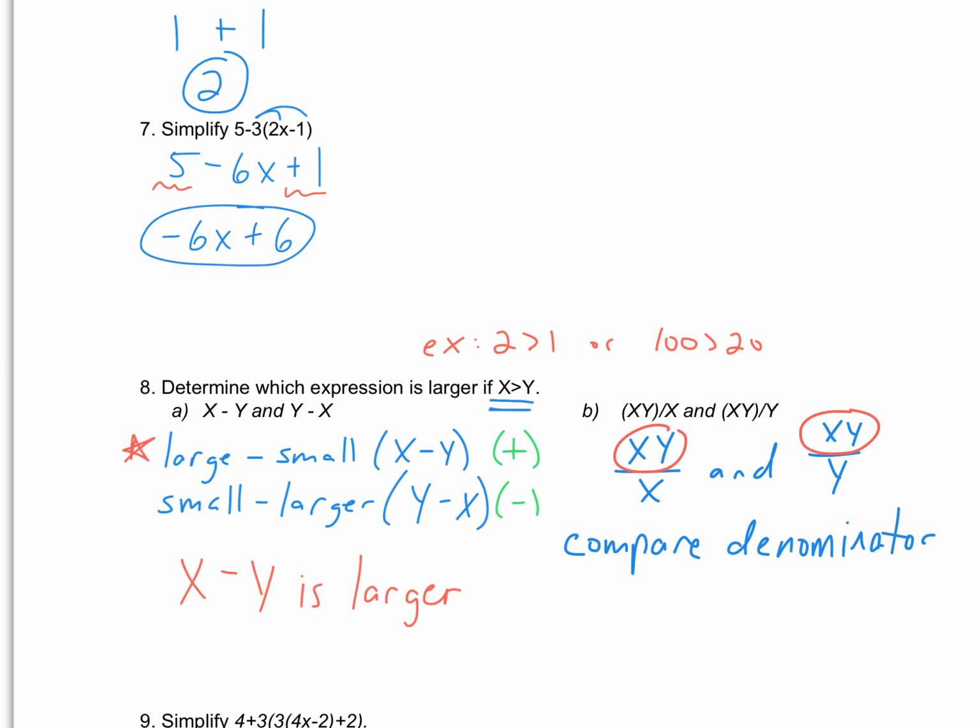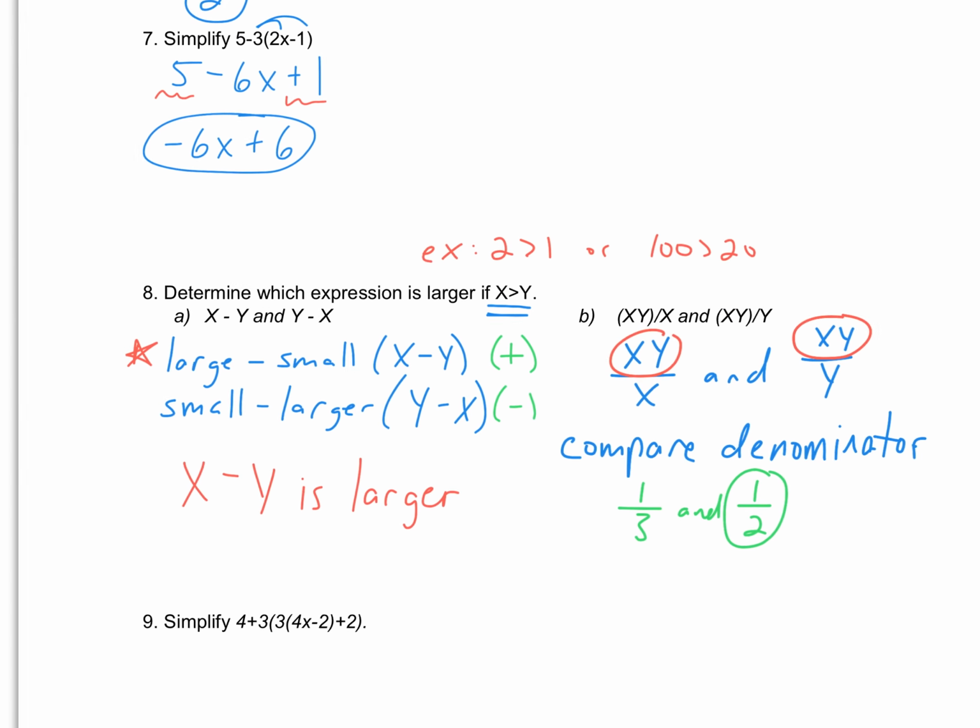And when I compare denominators, I need to think about if x is larger than y, which number is going to be larger? Well, let's be careful here. If I do a quick example of 1/3 and 1/2, which one's larger? Well, 3 is the larger number, but 1/2 is actually the larger value. So we want the smaller number in the denominator because that's going to give us the largest overall value.